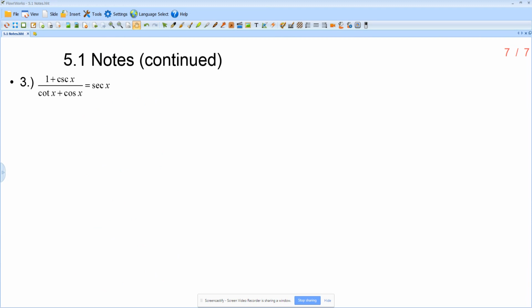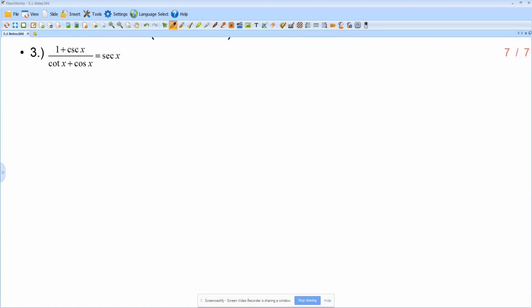All right, last one. 1 plus cosecant x over cotangent x plus cosine x is equal to secant x. So a lot of fractions going on here. What I like to do is rewrite all these things, which is going to look ugly, but 1 plus 1 over sine, over cotangent is cosine over sine. And cosine is just cosine if you wanted cosine over 1. So I've rewritten all 4 of these terms, with the exception of 1.